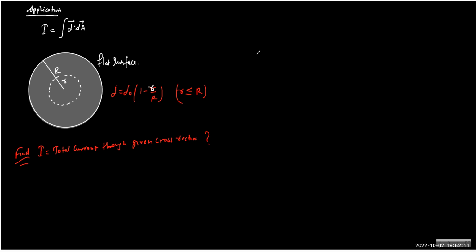Got the answer. So what is the answer? J naught R cube pi by 3. J naught R cube pi by 3. This much? Yes. Fine. Anybody else getting the answer? Tell me the answer.